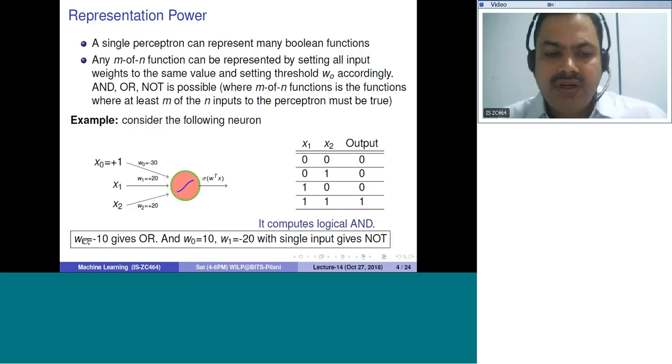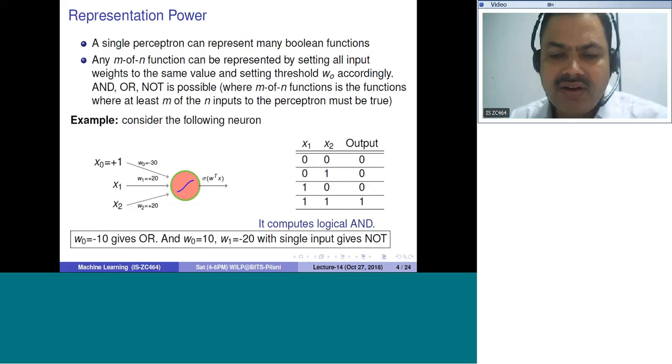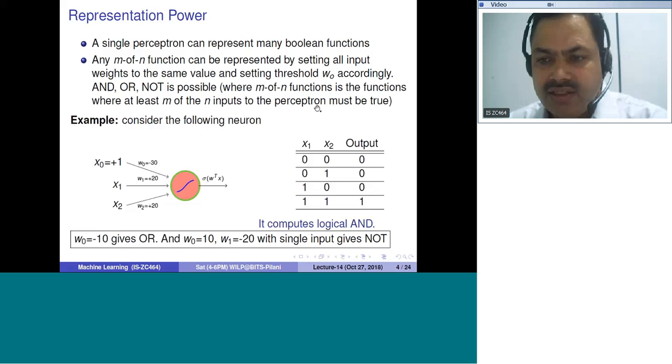If you put here minus 10, then it becomes an OR operation, meaning the output is OR. If W0 is 10 and W1 is minus 20, then the sigmoid with a single input gives the NOT output. So similarly, you can find AND, OR, NOT, all the different kinds of circuits you can generate.